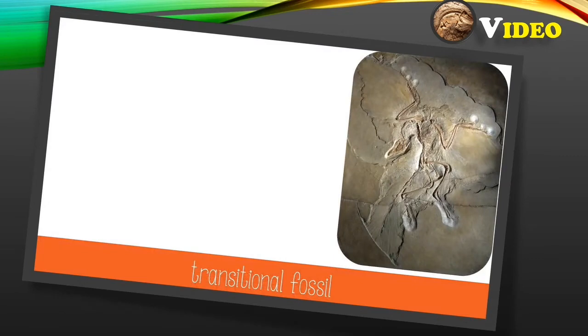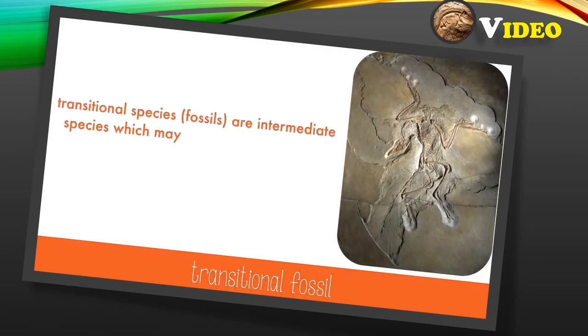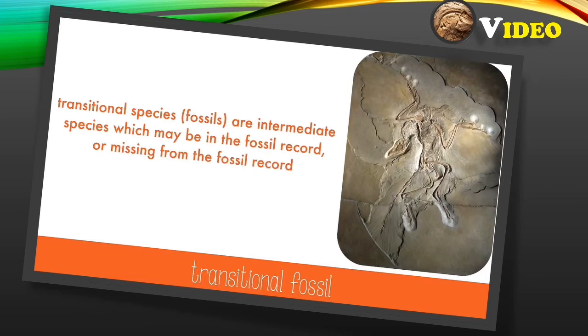Transitional species are intermediate species, which may be in the fossil record or could be missing from the fossil record. It's proposed that there would be evidence of species that were in the middle evolution steps from one species to another. Archaeopteryx, pictured here, is used to provide a link for the theory that birds evolved from reptiles.